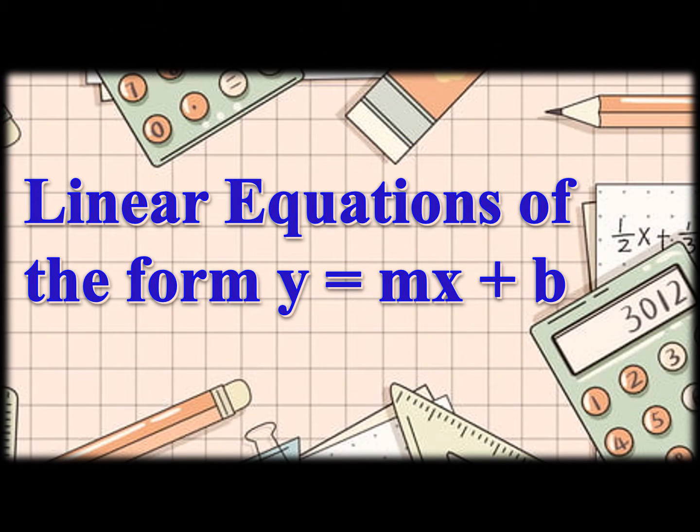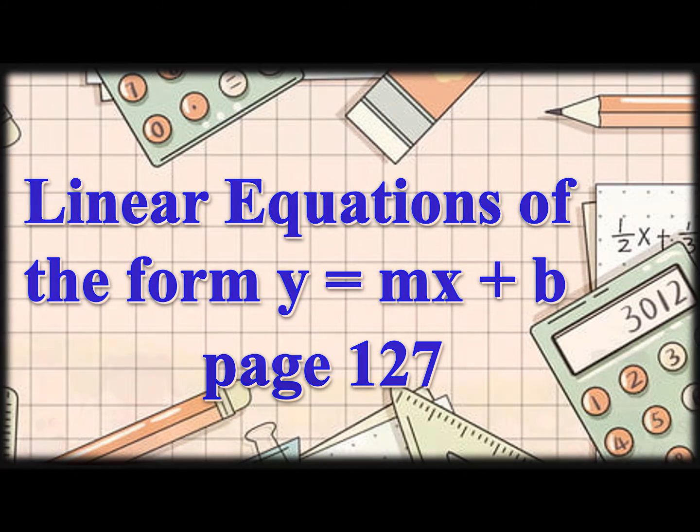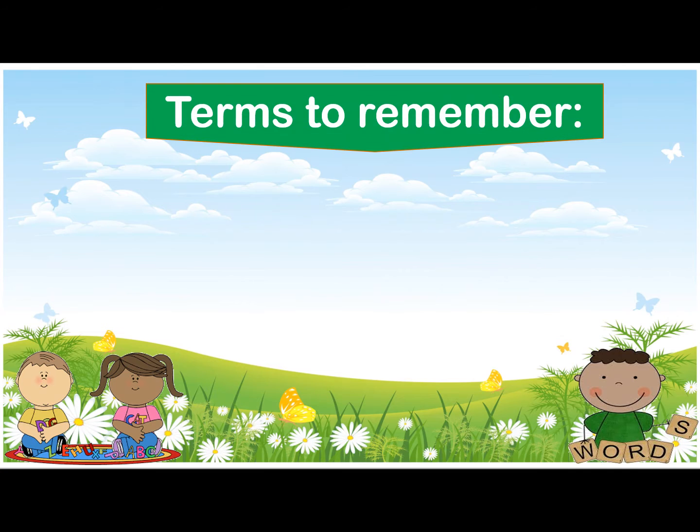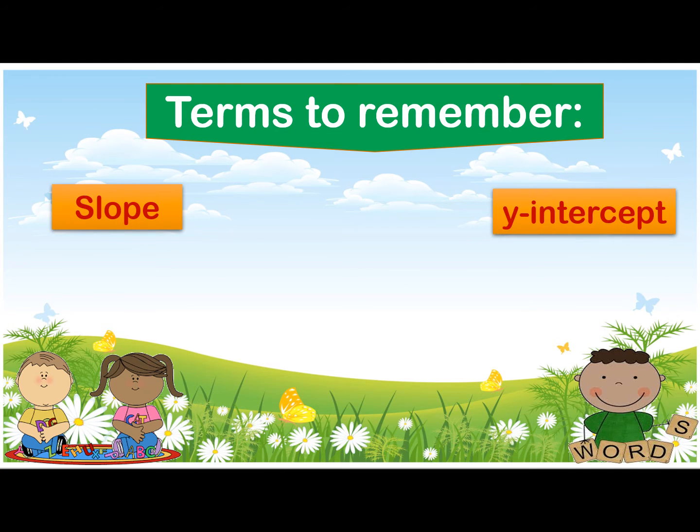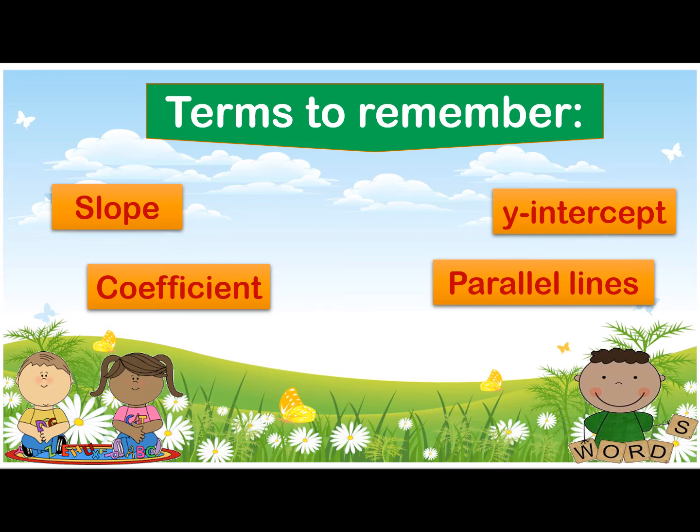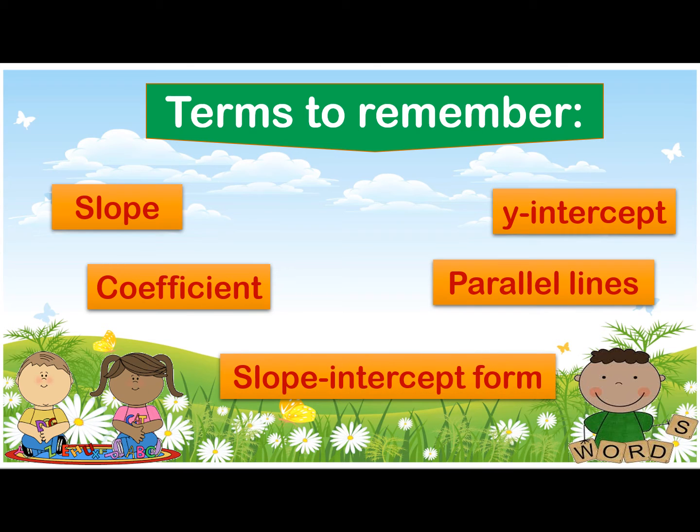Hello everyone, so today we are going to talk about linear equations of the form y is equal to mx plus b. This topic can be found in page 127 of your textbook. So these are the terms to remember: slope, y-intercept, coefficient, parallel lines, slope-intercept form.